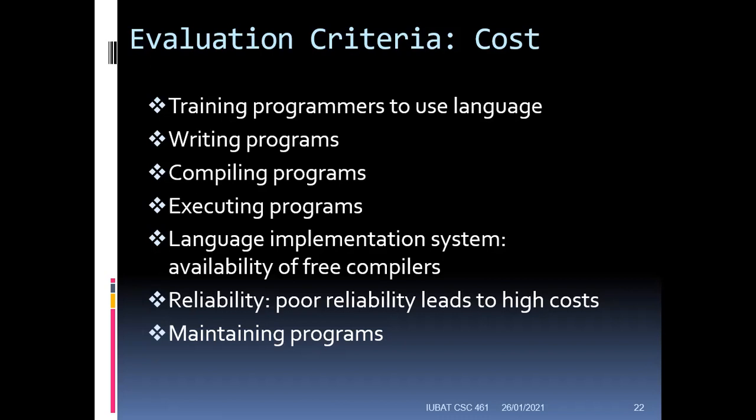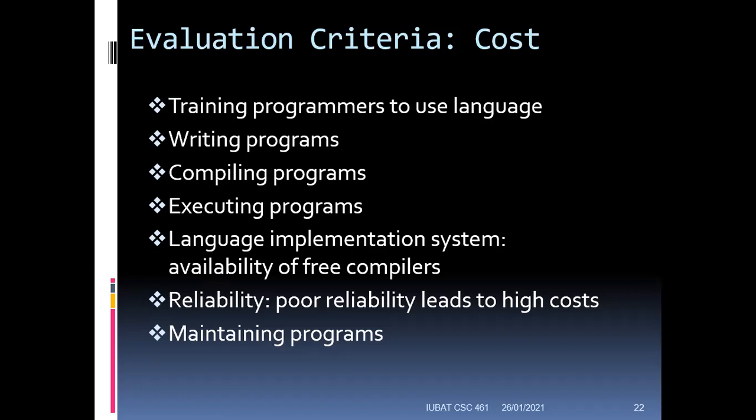So to define cost, we start with training the programmers. How much time you need to learn the programming language. To learn machine code, you might need 1 month. To learn C, you might need 3 months. So in that case, C is a more costly programming language. But then we go to writing the programs. You see, writing the program in C is much easier than machine code, so C is less costly.